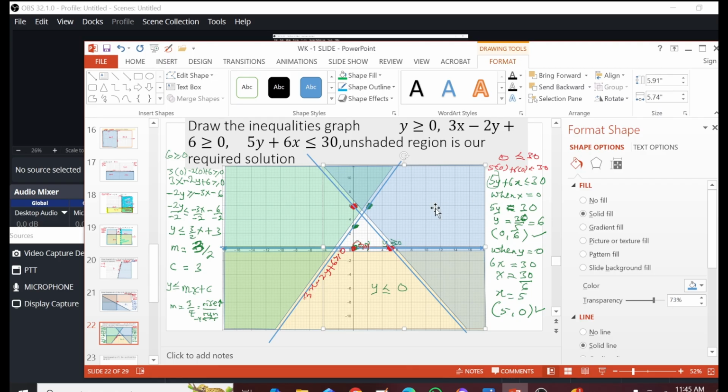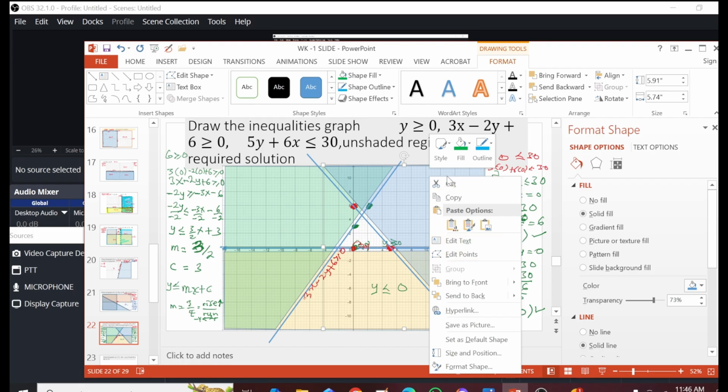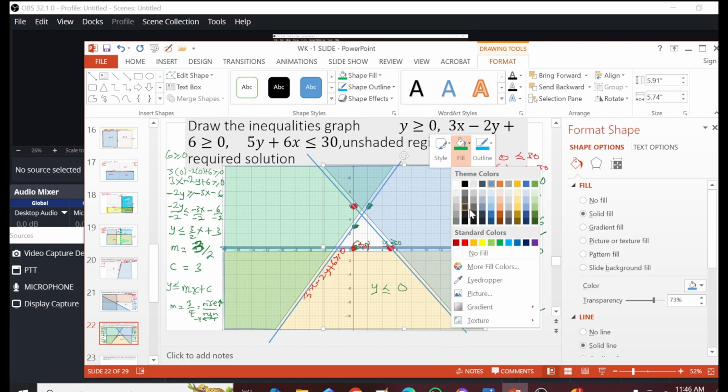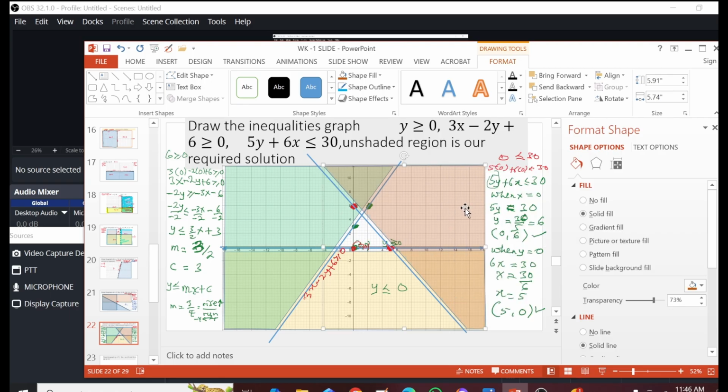So this part did not satisfy the equation. And like I said, you can use any beautiful color to shade it off, any color that you like. We don't need that point. We don't actually need it.